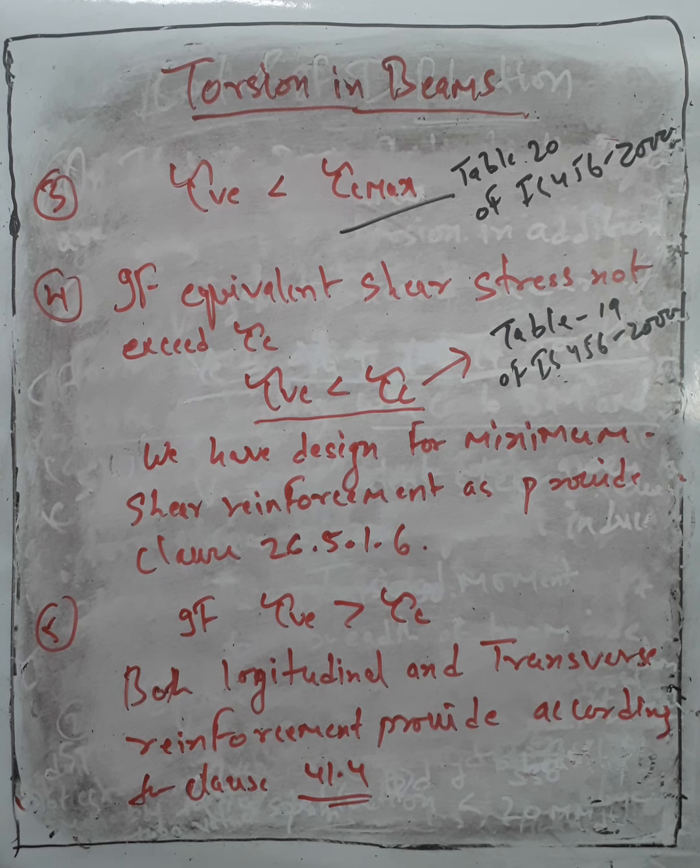In our previous lecture on shear reinforcement, when we got tau V greater than tau C, we had to find VUS and provide the stirrups in the form of inclined, vertical or bent up bars. But in the case of torsional moment, if we get tau V greater than tau C, then we have to design both longitudinal and transverse reinforcement according to clause 41.4 to resist the torsional moment. Let's see what clause 41.4 gives for finding the longitudinal and transverse reinforcement.